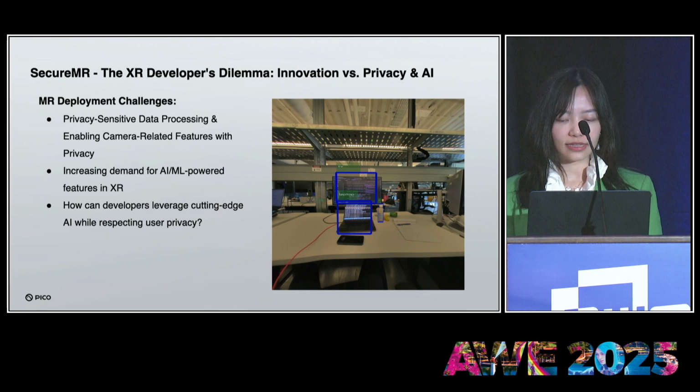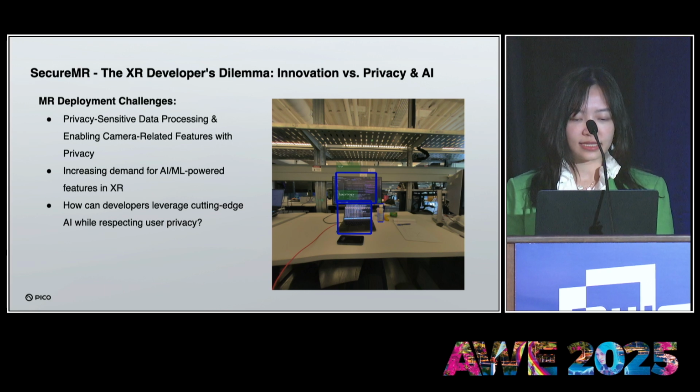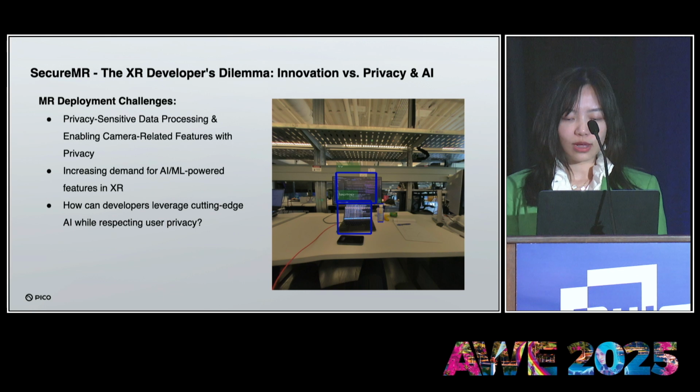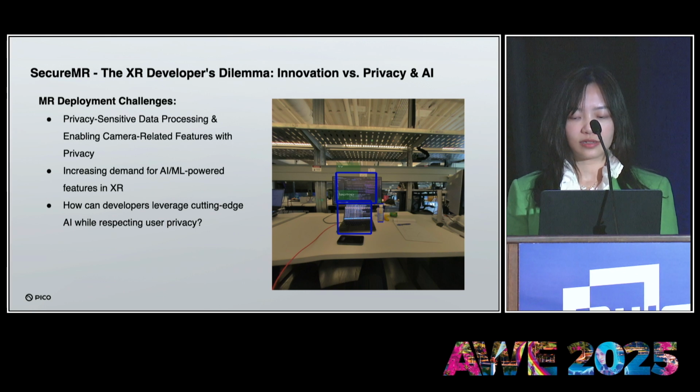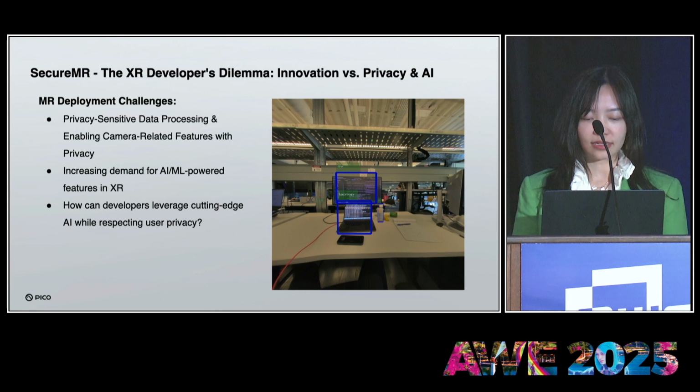Let's take a look at the MR deployment challenges. First, privacy-sensitive data processing is a concern. Developers want to add AI features to XR, things like intelligent interaction or scene understanding, but they are also concerned about privacy and local data protection.